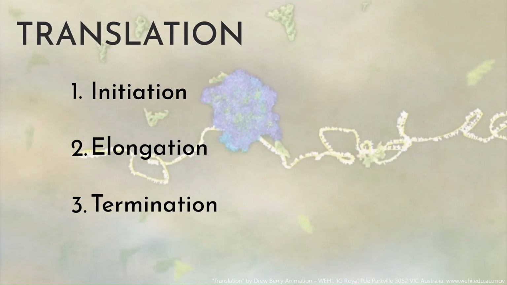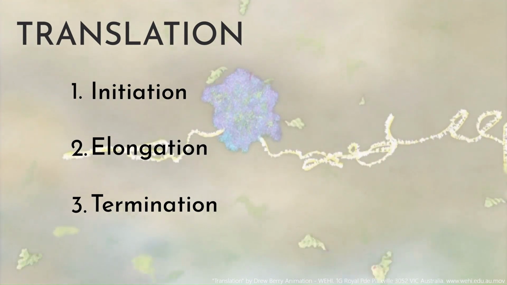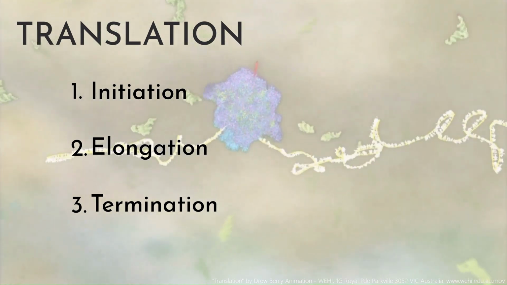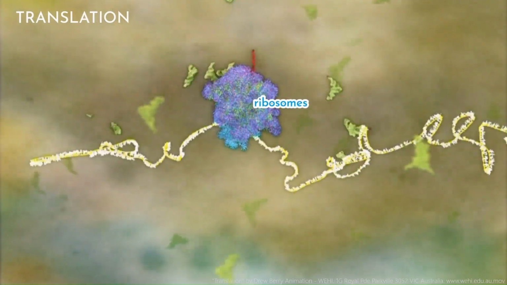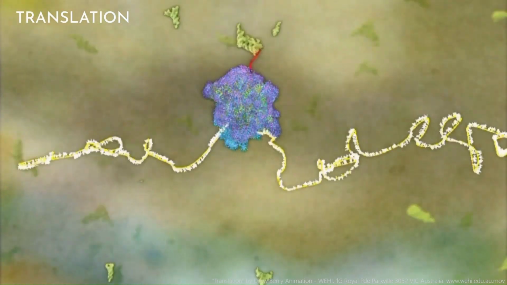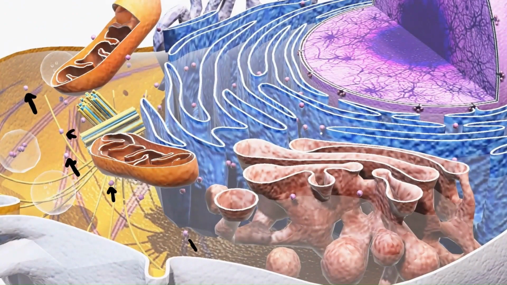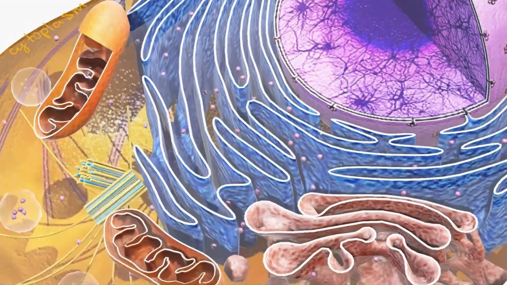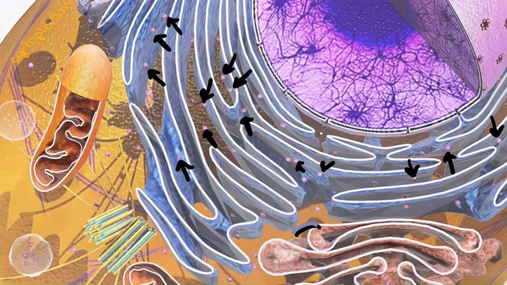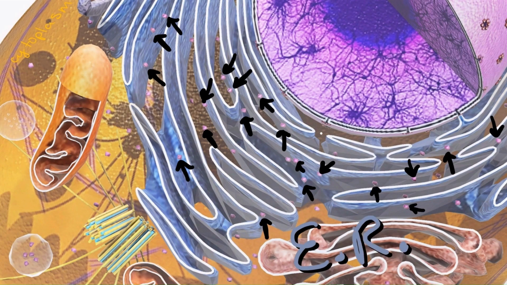In contrast to transcription, though, the process of translating mRNA into proteins takes place within ribosomes, which, if you remember from our previous discussion, can either be found free-floating in the cytoplasm or attached to the rough endoplasmic reticulum.